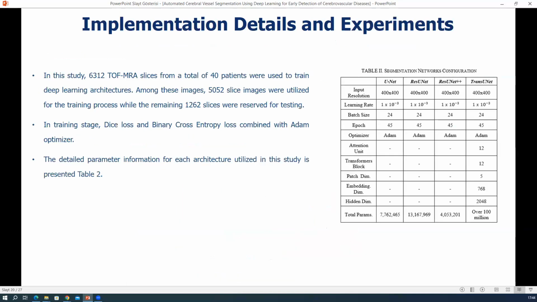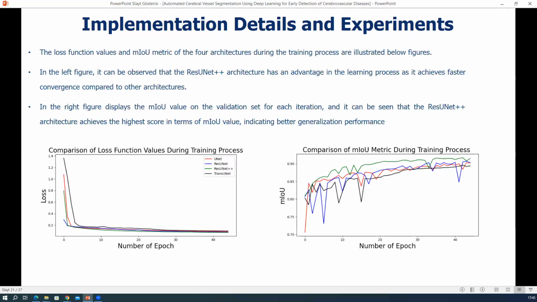Implementation details and experiments. In this study, approximately 6,000 top array slices from a total of 40 patterns were used to train deep learning architectures. Among these images, approximately 1,000 slice images were utilized for the training process, while the remaining approximately 12,000 slices were reserved for testing. In the training stage, dice loss and binary cross-entropy were combined with the Adam optimizer. The detailed parameter information for each architecture utilized in this study is present in table 2.